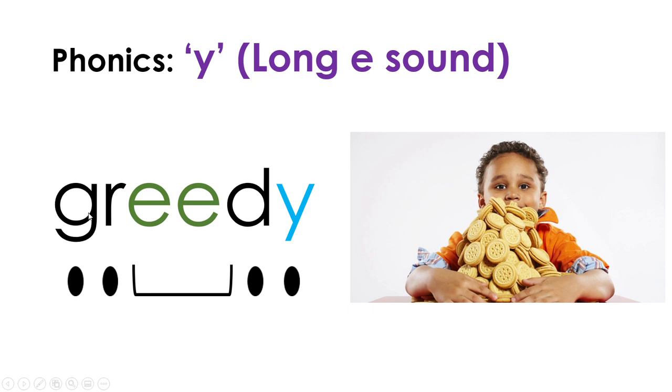Next word. First sound G. Second sound R. Gr. Together they say E, like the Y. So we have gree. Next sound D. Greed. And it says E. So together we have greedy. The word is greedy. Isn't this boy looking very greedy? He wants to eat all the cookies for himself.